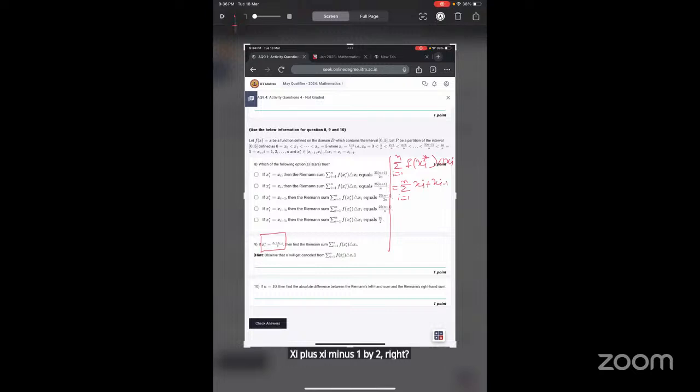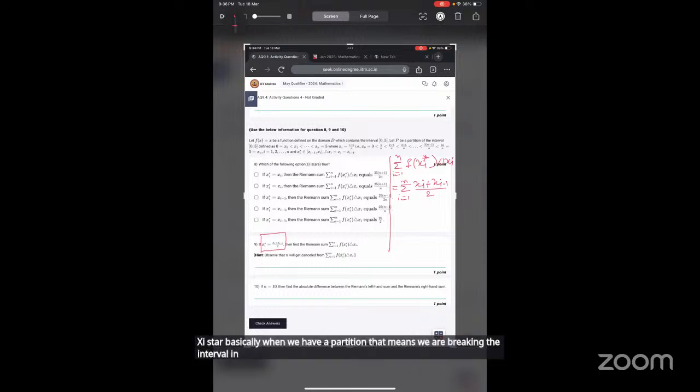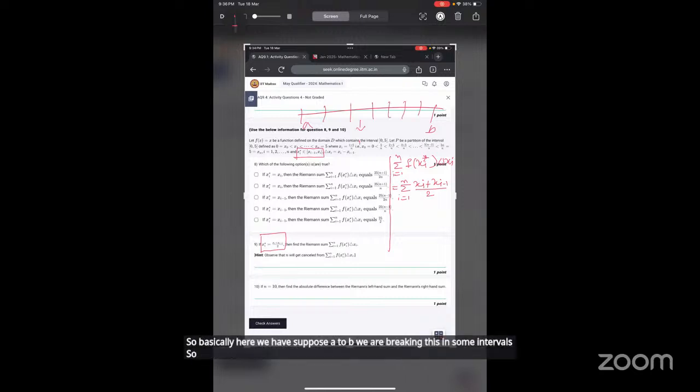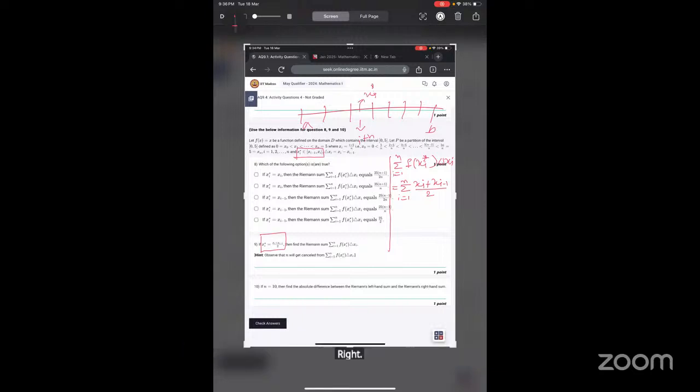Here, what exactly is the xi star? What is that? When we have a partition, that means we are breaking the interval into n number of subintervals. So xi star is basically a number from the ith subinterval. Suppose we have A to B, and we are breaking this into subintervals. This is our ith subinterval, suppose. If I take any point here, this is called xi star.